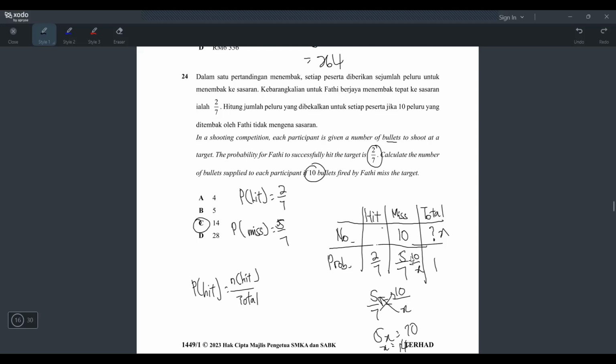Okay, I can explain using another method also. 5 over 7 equals to 10 over X, right? So can you tell me 5 macam mana nak jadi 10? Darab 2 kan? So 7 how to become X? Darab 2 also lah. So 7 times 2 is 14. Okay, you can do it like this also. Okay, so I hope you understand. This is probability.